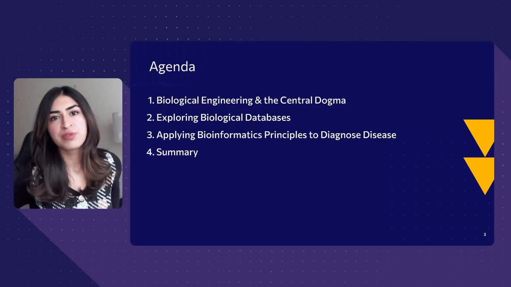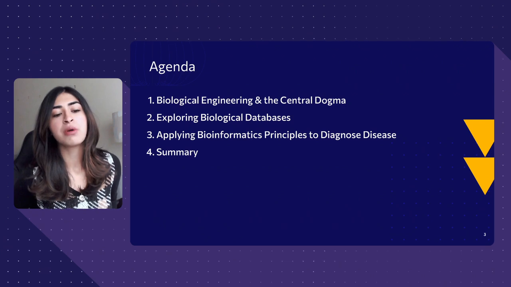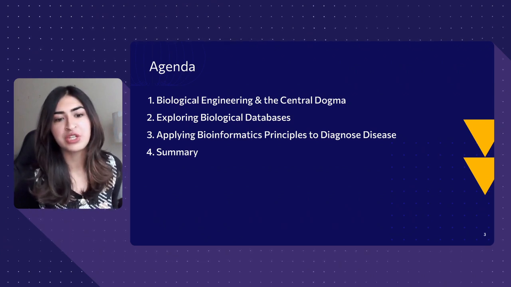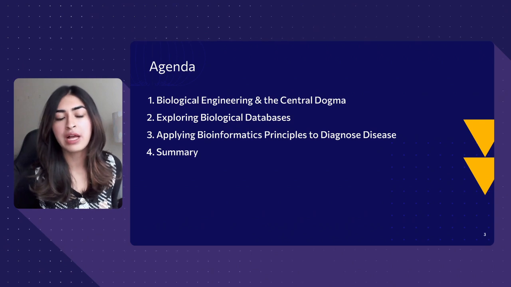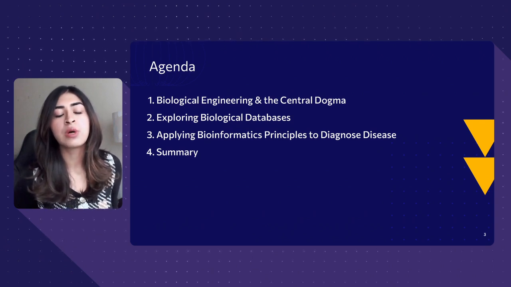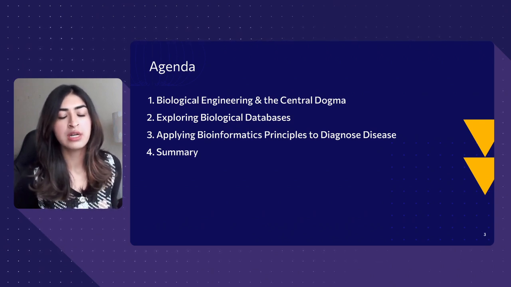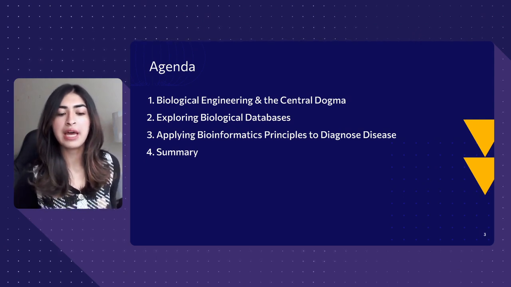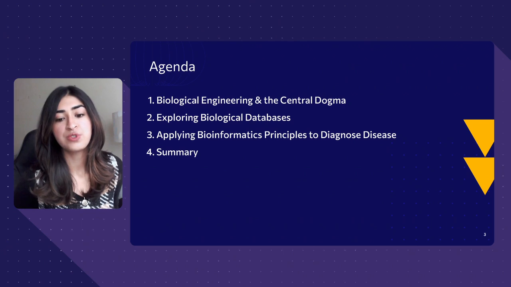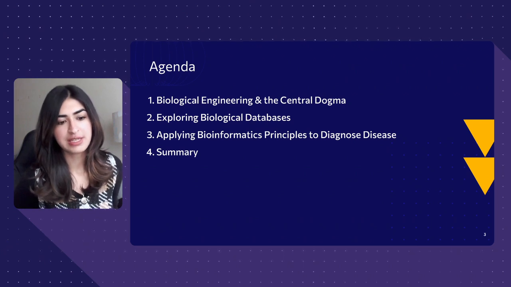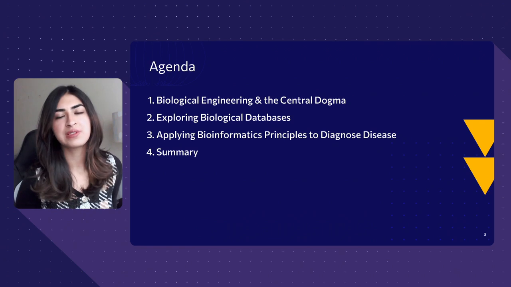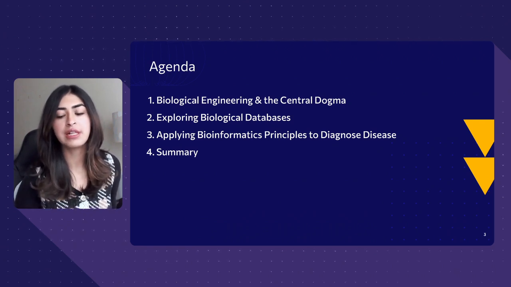So now, as a brief overview for this lesson, we're going to be talking about 4 things. First, we're going to give a brief intro about what biological engineering is and the central dogma of biology. Then I'm going to give you a little tutorial on how to explore some biological databases, including UniProt. And then we're going to apply those bioinformatics principles to diagnose a patient with a genetic disease. And finally, I'll give you a quick summary about how all those things are integrated and allow us to diagnose and treat patients in the clinic.